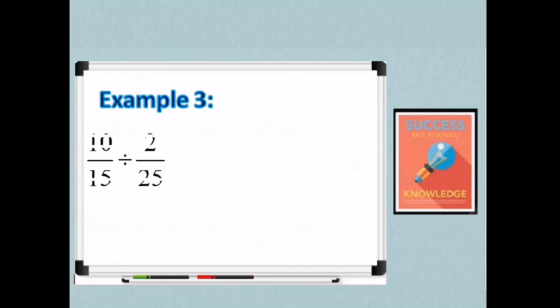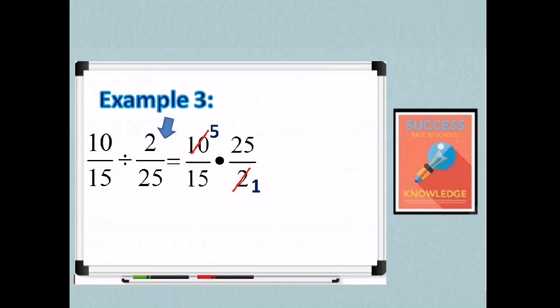So let's have our last example. So 10 over 15 divided by 2 over 25. Again, we just get the reciprocal of 2 over 25, which is 25 over 2. And then we can make use of cancellation para mas mapadali yung ating pag-multiply. So we can cancel 10 and 2. The common factor is 2. So 10 divided by 2 is 5. 2 divided by 2 is 1.